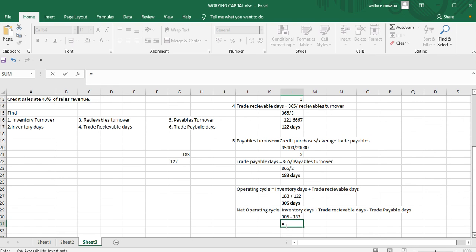305 minus 183, you get 122 days. And remember, the net operating cycle is the length of time between paying for the inventory and collecting cash from the sale of the inventory.